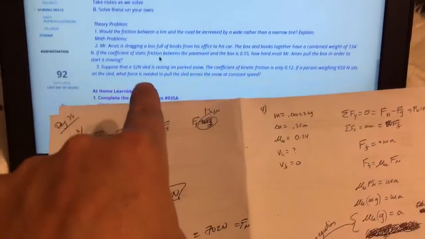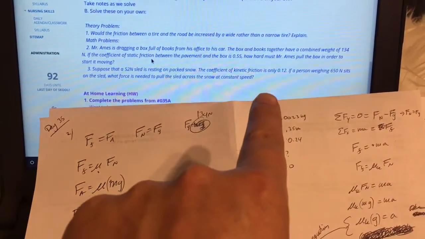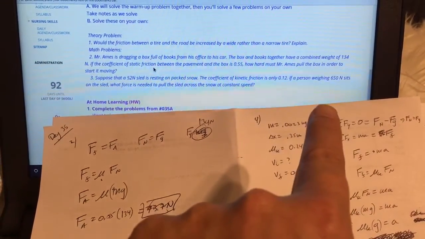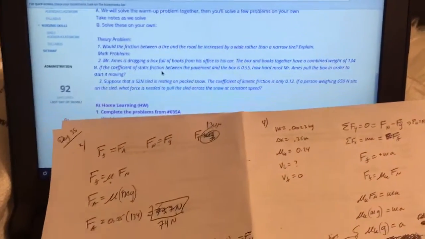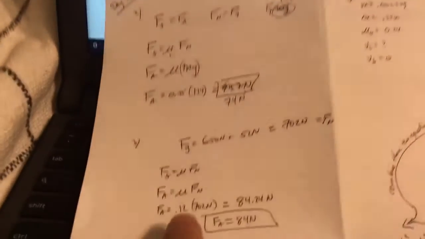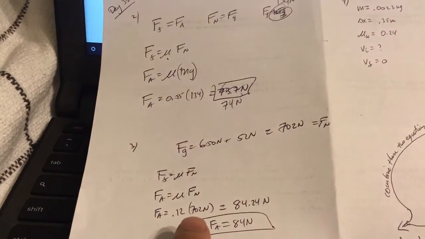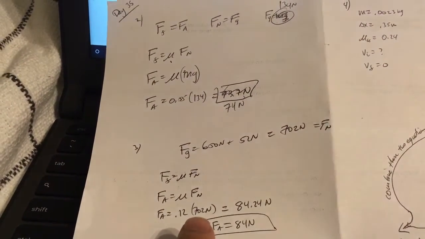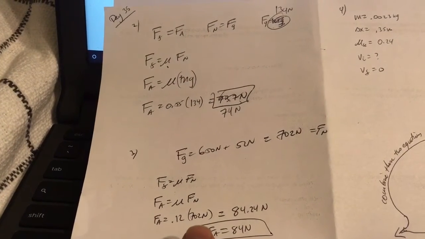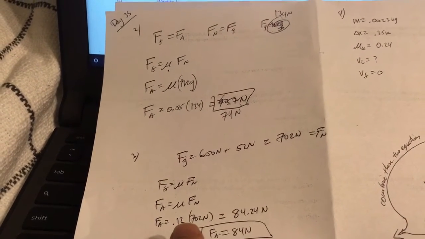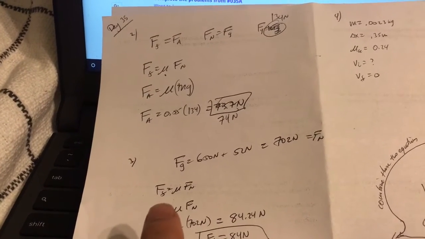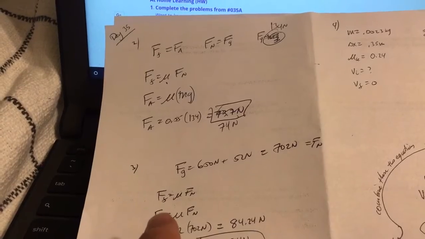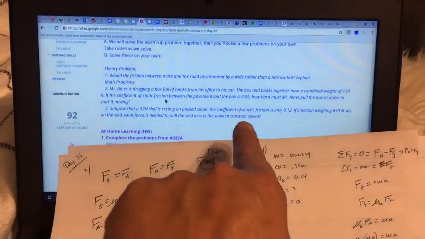For number 3, you've got a 52 Newton sled, the coefficient of friction, and you know that there's a person weighing 650 newtons that's on the sled. So basically the only tricky thing with this sled is that you have to add together the weight of the sled and the weight of the person to get 702 newtons, and then just solve the force equation. And again, the force applied and force of friction in this problem are balanced because it is moving at a constant speed. So that's those.